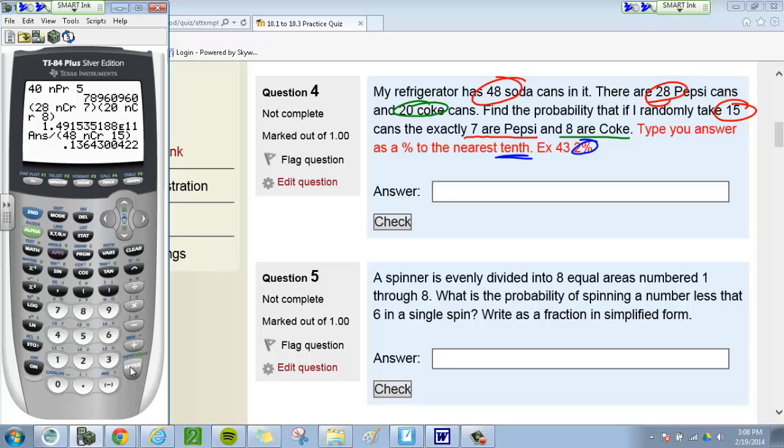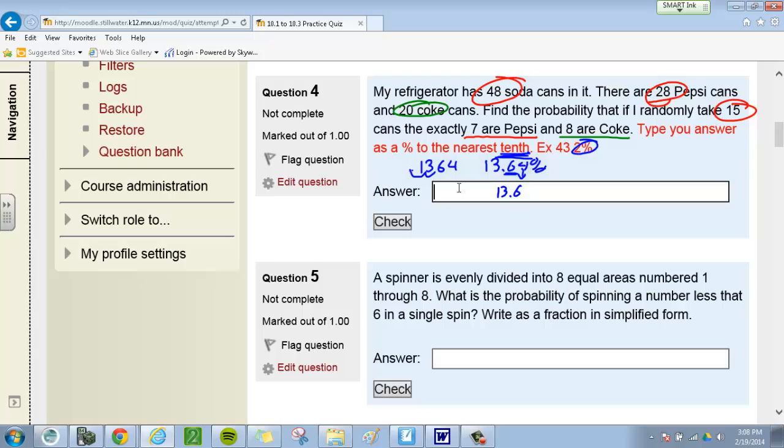We want to go to the nearest tenth. So 0.1364. But we got to change it to a percent, so we're moving over. So we got 13.64%. We got to focus on the nearest tenth because it says tenth there. This is a 4, so we drop this, just 13.6. That's what we put in there. And then it says to put that percentage in there, so I'm going to put it in because that's what it says to do. 6%. There we go. Got it. Okay, hopefully I didn't get that one wrong.